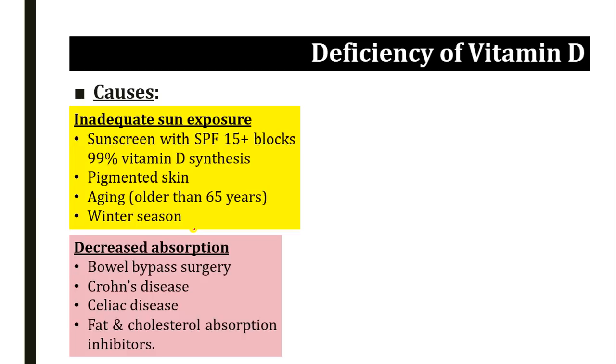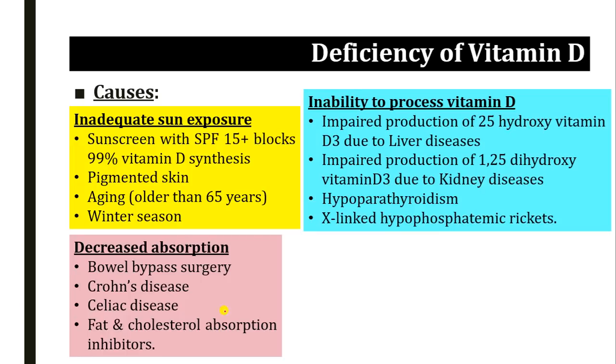Decreased absorption when we take it in the diet. Because of certain reasons it is not properly absorbed, like whenever there is a bowel bypass surgery, or Crohn's disease that affects the intestine, so the absorption is affected, like in celiac disease also. Fat and cholesterol absorption inhibitors: if you are taking a drug that affects fat and cholesterol absorption, then along with the fat and cholesterol, vitamin D absorption will also be inhibited or affected.